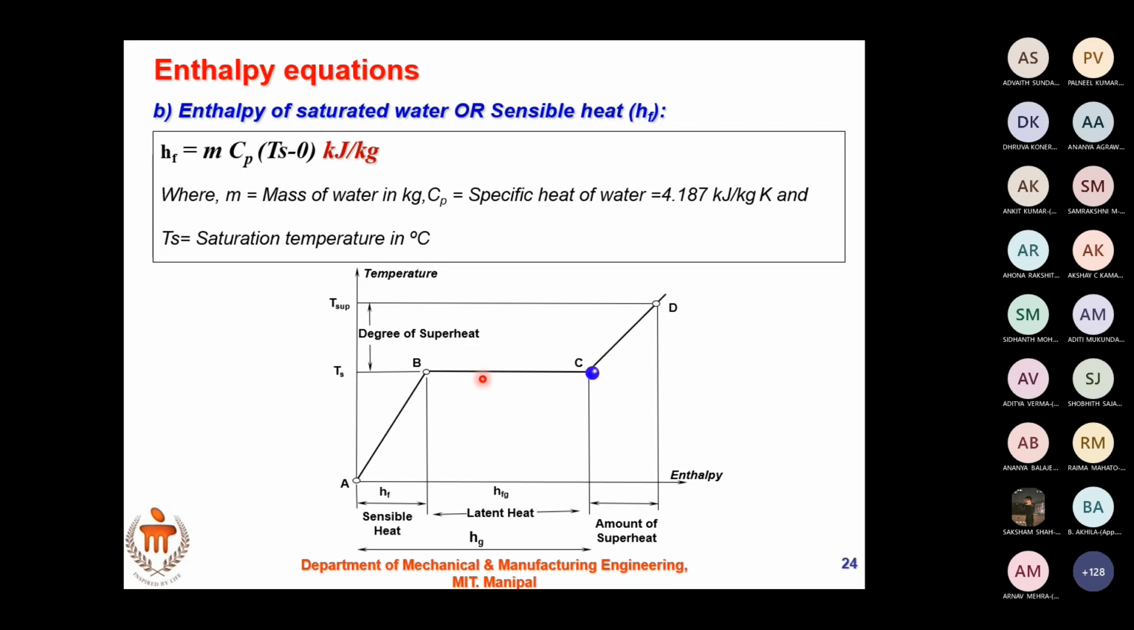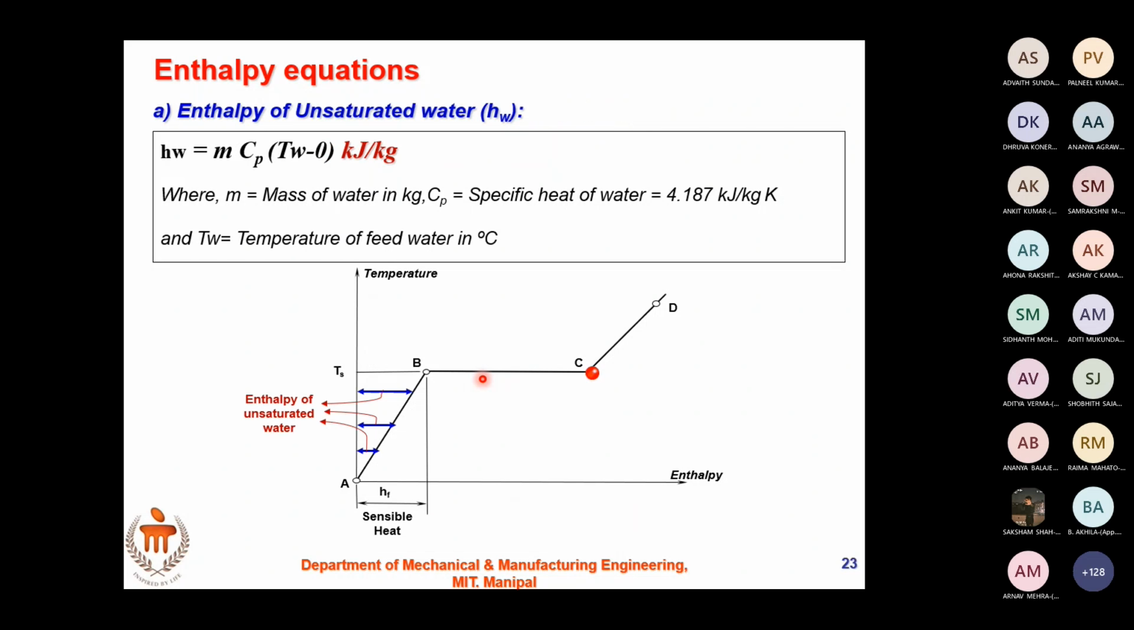Ma'am, my question is, how can we say both the first one, enthalpy of unsaturated water, as sensible heat, and this also as sensible heat? Because point B was not included in the last one. Did we use sensible heat here? Yes, ma'am, in the diagram it is written. HF is sensible heat. Okay, ma'am.